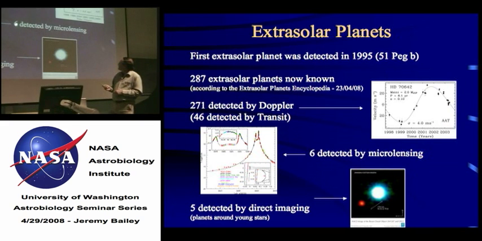We now have 6 planets detected by the microlensing method, and this is where we see the star and the planet passing in front of a more distant star and causing gravitational lensing of the star. You can get a characteristic curve which allows you to deduce the presence of a planet. And then there are 5 detected by direct imaging methods. These are mostly planets around very young stars, so the planet is still young and still producing light through its own heat.